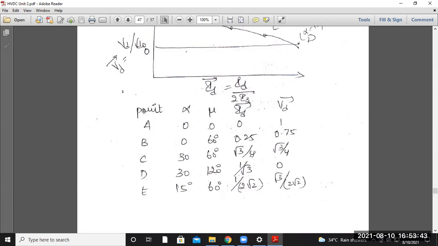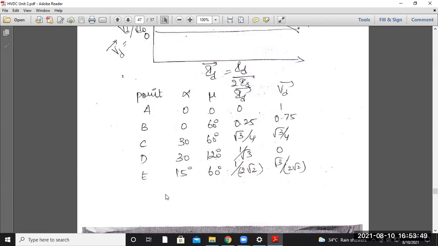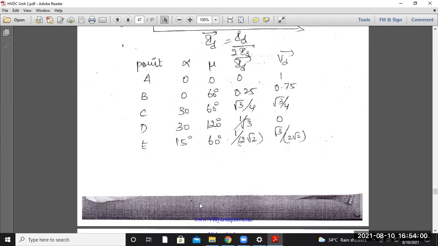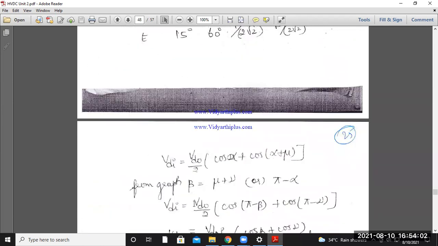So accordingly, if you write the value of vector ID, you will get 1 upon root 3 and the value of VD will become 0. In a similar manner, for the last point, alpha equal to 15 degree and mu equal to 60 degree, the value of ID will be 1 upon 2 root 2 and the value of vector VD equal to root 3 upon 2 root 2. So these are some points that are related to mode 2.